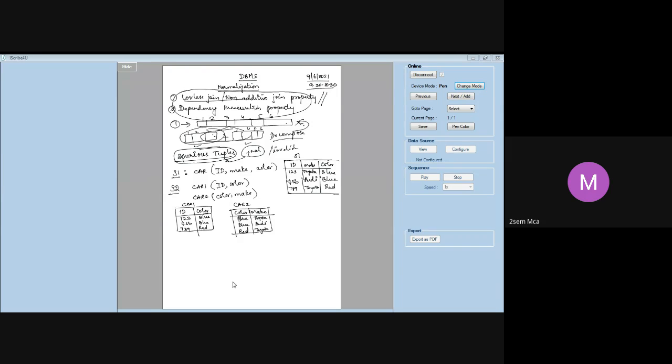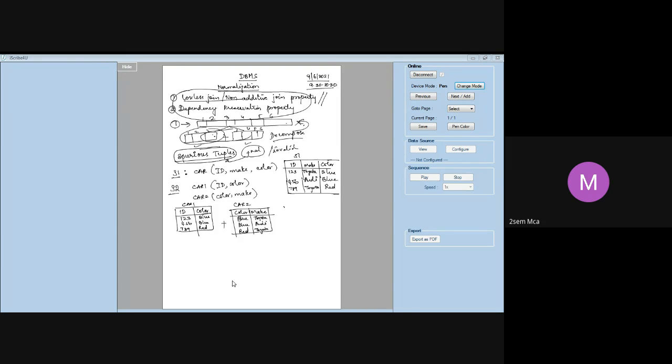Now I'll break this table into two smaller parts, car 1 and car 2. What is my car 1? ID and color I have taken. Car 2 I have taken color and make. So the corresponding values I have taken here. So till here I hope it is clear. Next what I will do, I will try to join these two tables. So if I have to perform a join on these two tables, which attribute should I join these two tables on? Anyone? Color, ma'am. Yes, very good. I should join them on color because color is the common attribute among these two.